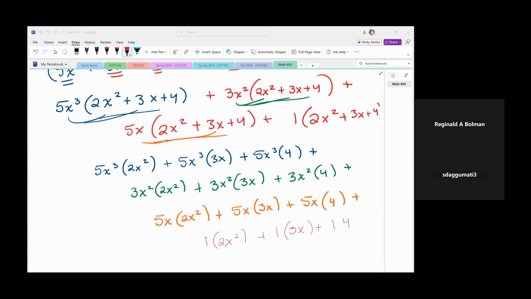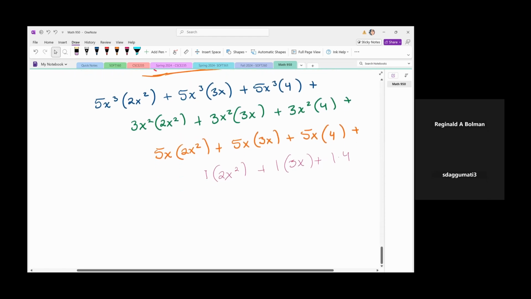All right. And so you've got 5x cubed times 2x squared plus 5x cubed times 3x plus 5x cubed times 4. That added with 3x squared times 2x squared, 3x squared times 3x, 3x squared times 4. That added with 5x times blah, blah, blah. That added with 1 times blah, blah, blah. And so basically, you're just going to do this one unit at a time.